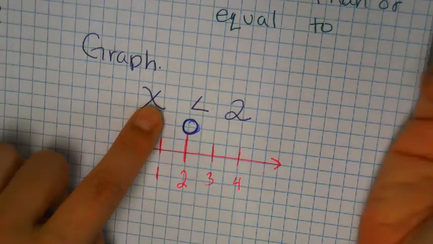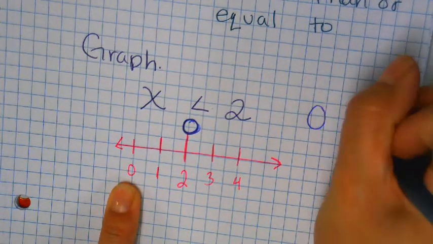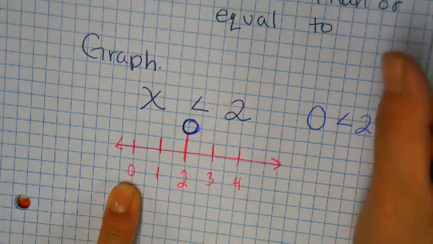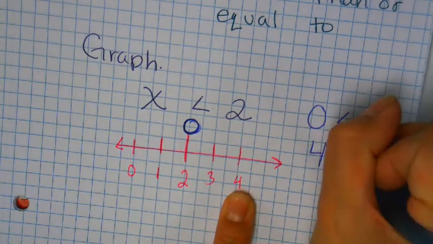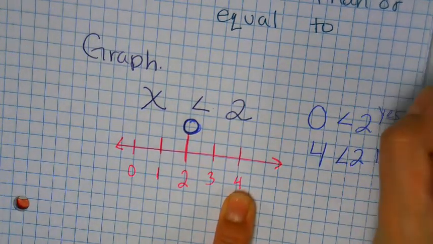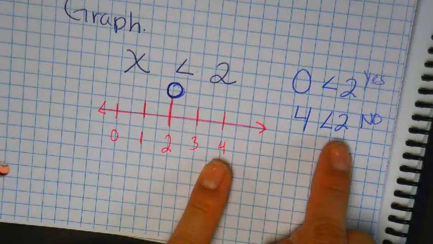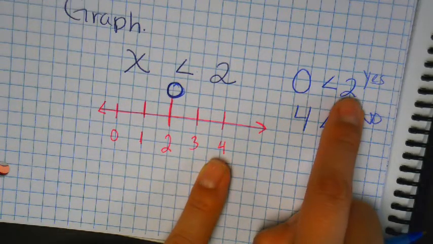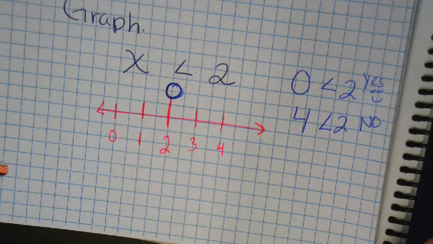So if I were to plug in the number 0 into this inequality, is 0 less than 2? Is the alligator eating the bigger number? Yes. What if I pick the number 4? Is 4 less than 2? No. So do you see how 4 is not a possible answer? Because the alligator wouldn't be eating the bigger number like elementary school. But here, yes, the alligator is eating the bigger number. The alligator is happy.